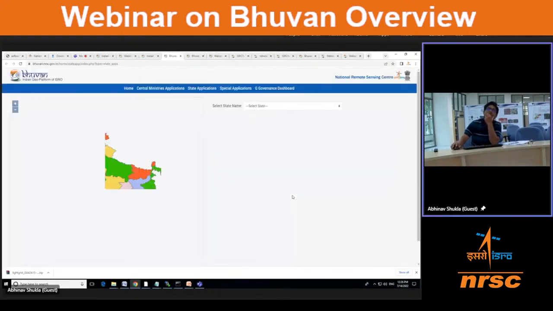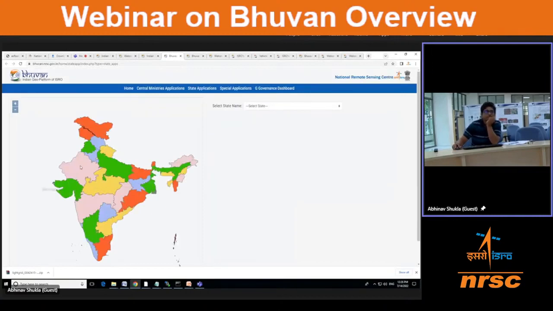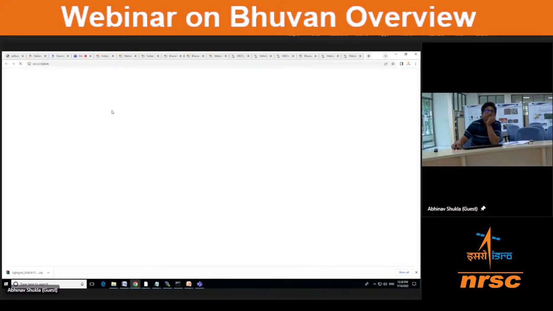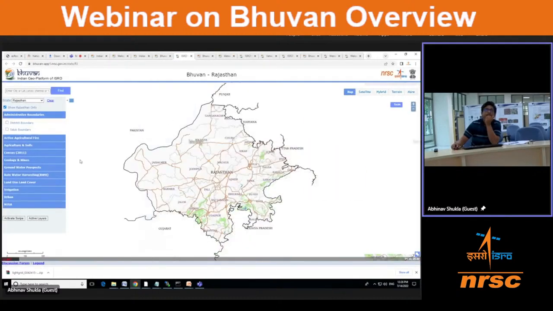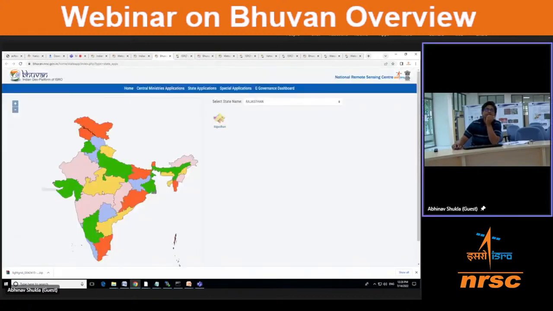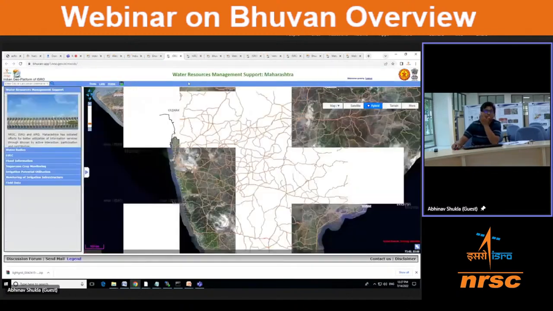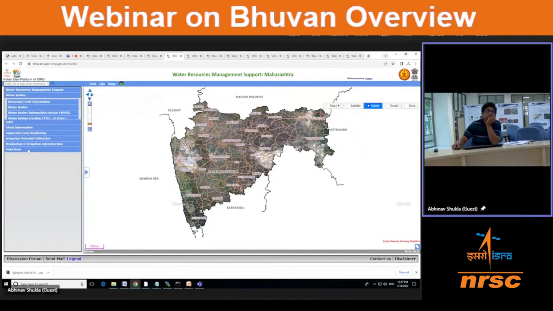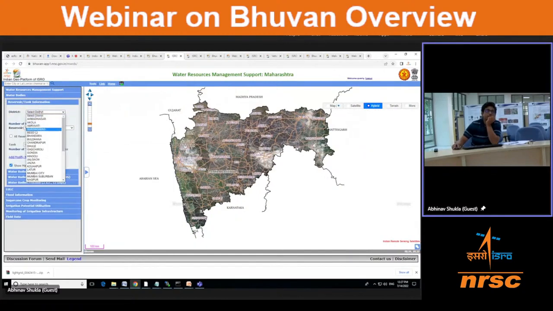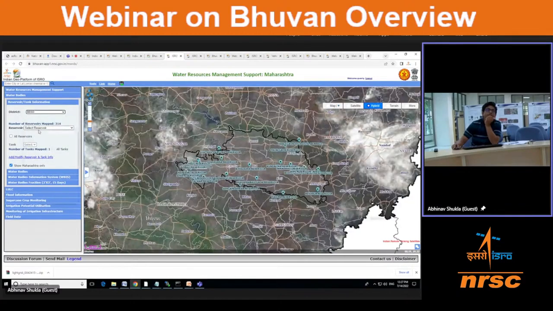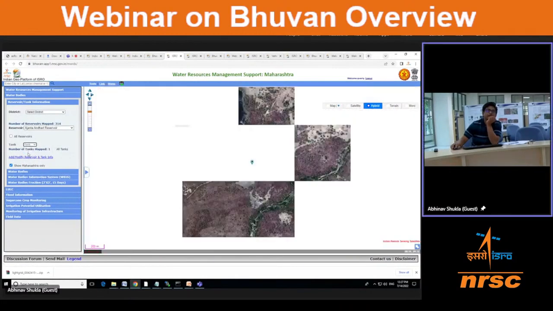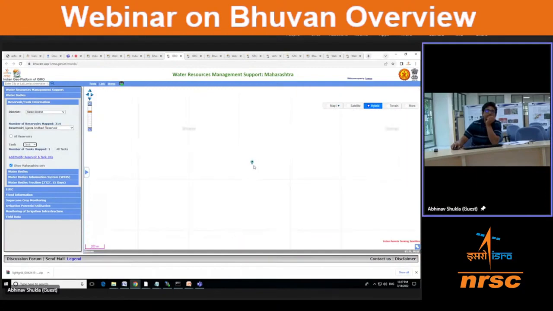So next we'll go with the state-wise application. In state-wise application, once we click on the state, all the applications that are listed currently under that state can be visualized. Like Rajasthan, we have this big Madhya Pradesh, Maharashtra, we have Maharashtra state application and WRDS. If we go to WRDS, water resource management support for Maharashtra, here all the water body details are based on the district, what is the reservoir, what tank. All the details you can get here.